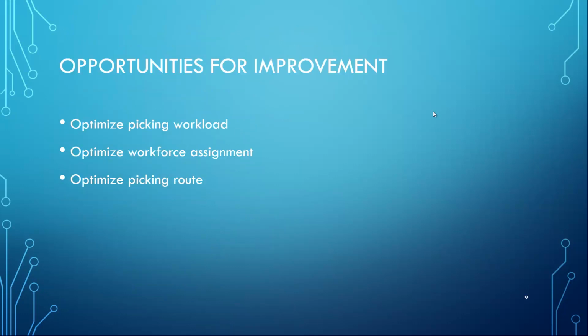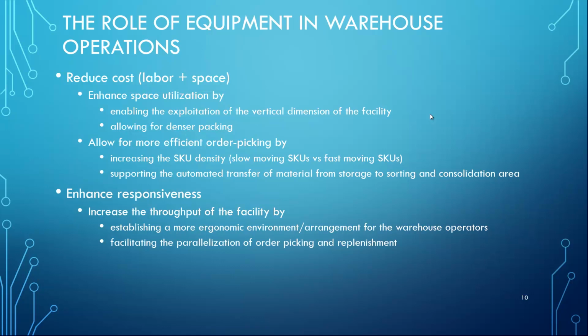We can also optimize picking workloads, optimize workforce assignment, and optimize picking routes or paths. Another important thing in warehouse operations that will definitely increase productivity is the type of equipment used to support warehouse activities. What type of equipment do we need to do that? The equipment used will reduce the cost of labor and increase space utilization.